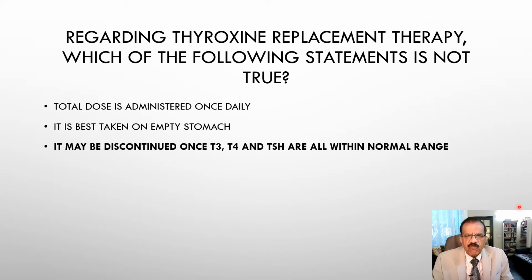If T3, T4, TSH are all within normal limits, that means you have achieved a euthyroid state. No further adjustment in dosing is needed, and the patient may continue. Of course, during stresses, during operation, during some other condition, you might have to revise thyroxine treatment, but mostly the same dosage should continue for an indefinite period of time. Move on to the next one.